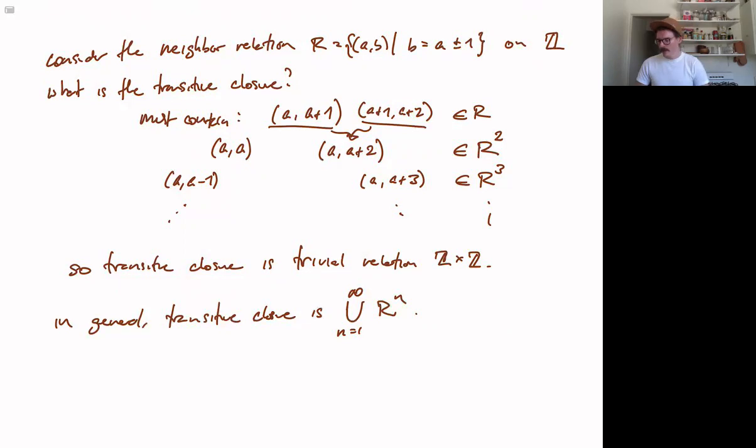And just as a quick note, if the set that you're taking this relation on has finitely many elements, then you don't need to take an infinite union. You can just take up to the number of elements. But in general, if you have an infinite set, for example, in this case that we just did, that is very much the case, you do need to take the infinite union of all powers of your relation, and it will give you the transitive closure.